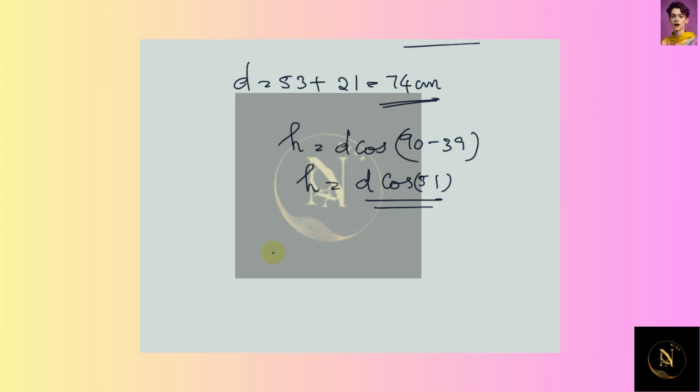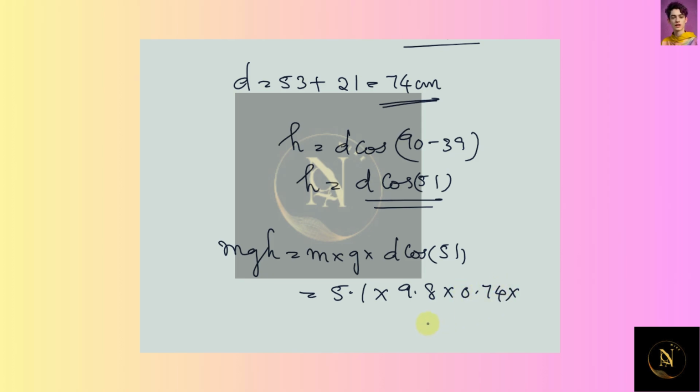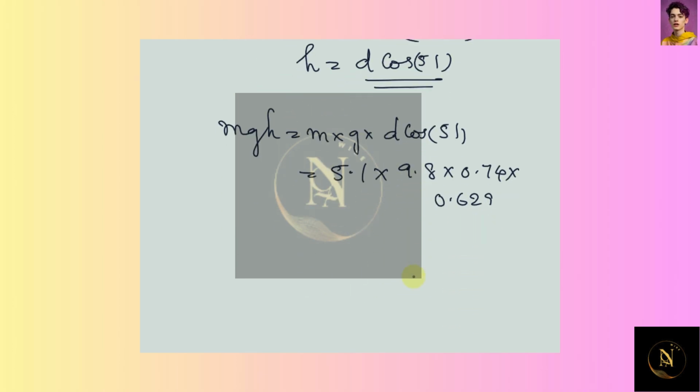The change in gravitational potential energy is mgh, that is equal to m into g into d into cos of 51 degree. Hence, on solving and substitution, we get 5.1 into 9.8 into 0.74 into 0.629.